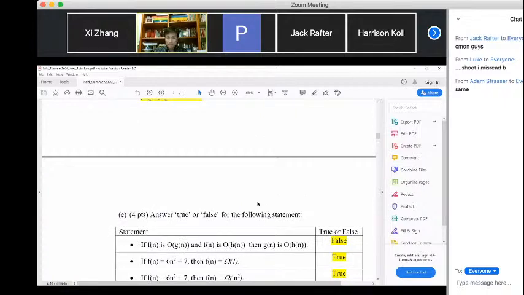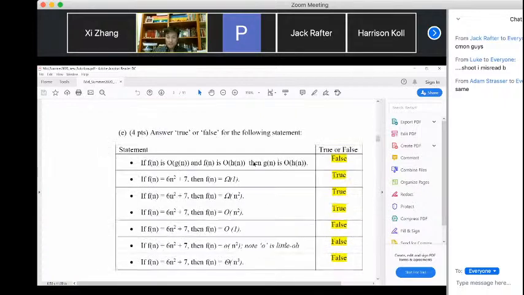And for true/false, I think this is tedious. So if you don't get it, then please come back to my office hour tomorrow. And the only thing worth discussing is this: if f(n) is big O of g(n), and f(n) is also big O of h(n), but g(n) and h(n) don't have any relation, so we cannot say g(n) is big O of h(n). So it's false. Others are nothing but the definition of the asymptotic notation. So I will just skip it.